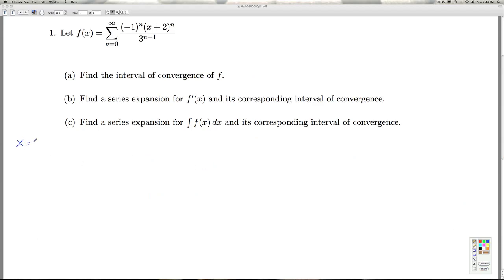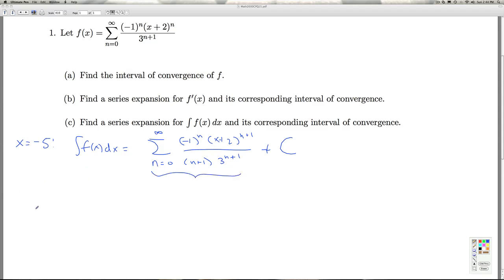So let's check x equals -5. I've got to plug -5 into my formula for the antiderivative. Alright, so I'm plugging it into the antiderivative formula, which I'll just recopy here. For reference, we've got that constant there. That's not going to affect the convergence of the series or not. So we'll just focus on the series part.